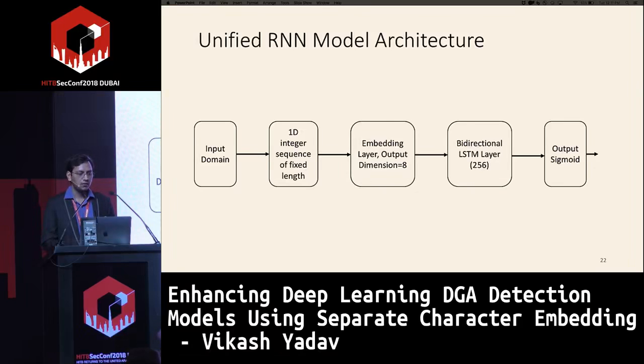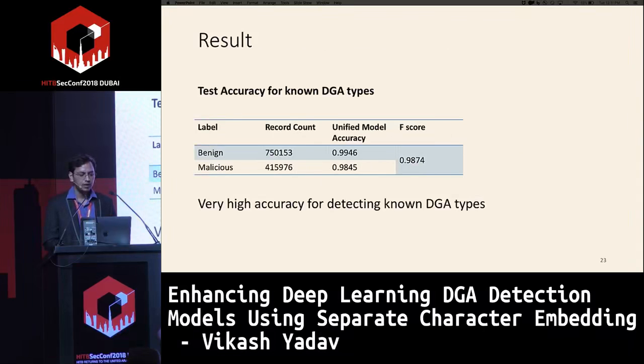We use 60% of our input data for training the model, and then we validate the accuracy of this model on the test data, which is 40%. We want to see how our model will perform in future when it receives new data. What we found is that for benign domains, which are good, human-generated domains, the model is correctly able to identify a good domain 99.4% of the time. And for malicious DGA domains, it's able to identify 98.5% of the time. So this is very high accuracy in detecting DGA.